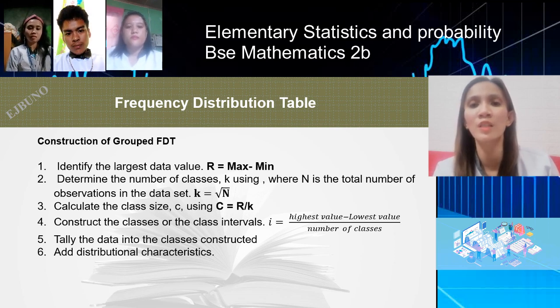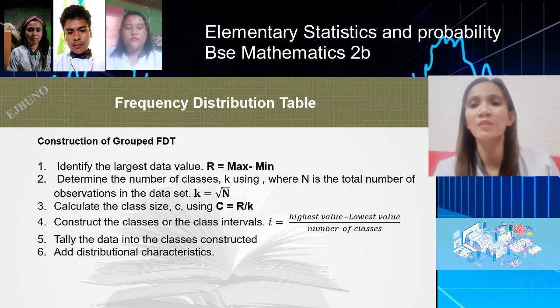It should be noted that a computed K might not be equal to the actual number of classes constructed in a frequency distribution table. So, number 3, calculate the class size C, where C is equal to the range over K. Round off C to the nearest value with precision the same as the raw data. Number 4, construct the classes or the class intervals.